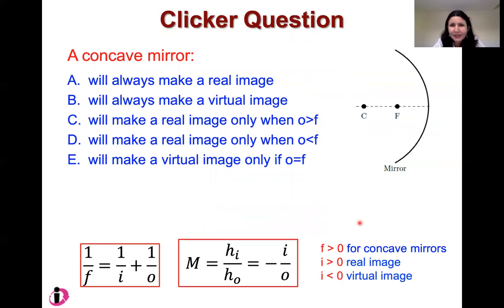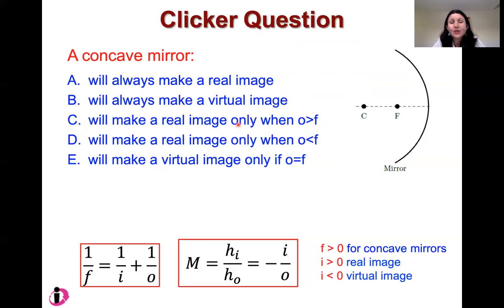All right, here is a clicker question. We already kind of know the answer because we've seen it, but I want you to think about how using these equations we can answer that. So remember, this is our concave mirror and I'm asking you what type of images does it make? Does it always make a real image? Does it always make a virtual image? So we already saw that it depends, right? When we put our object here, it was real. When we put it very close to the mirror, it was virtual.